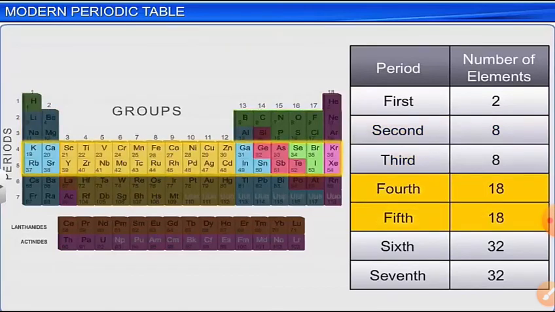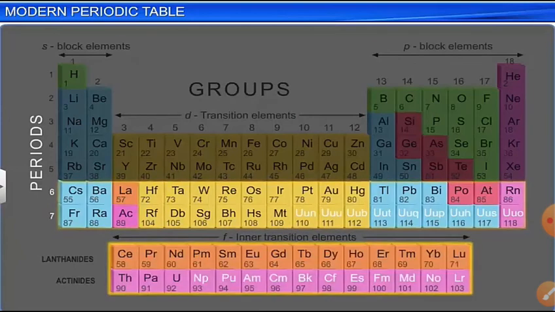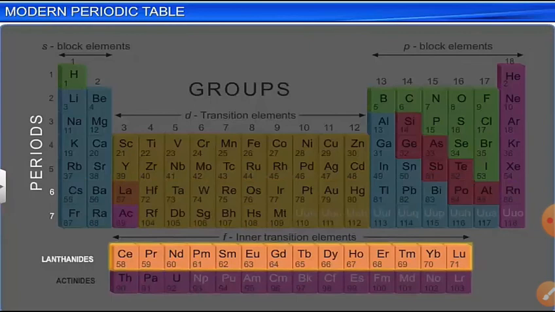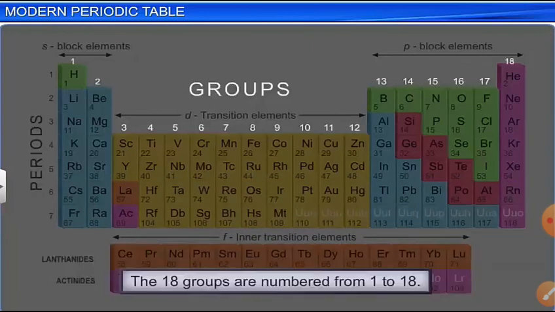In the sixth period, you will find 18 elements in the normal table and 14 elements which are placed at the bottom. The sixth has lanthanoids in it, so 14 elements of lanthanoids and 18 make 32. The seventh period has 18 elements in the main block and 14 in the actinoid series, so again 32. These are the longest periods in the modern periodic table, lanthanoids and actinoids, having 32 elements each. The 18 groups are numbered from 1 to 18.